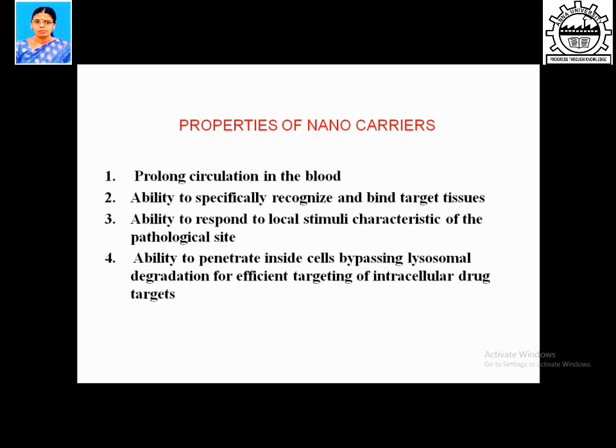And if you see what the properties of nano carriers would be: prolonged circulation in the blood, ability to specifically recognize and bind target tissues, ability to respond to local stimuli characteristic of the pathological site, and ability to penetrate inside the cells bypassing lysosomal degradation for efficient targeting. Especially when the drug goes into the blood plasma, opsonization is possible, so this can be minimized.